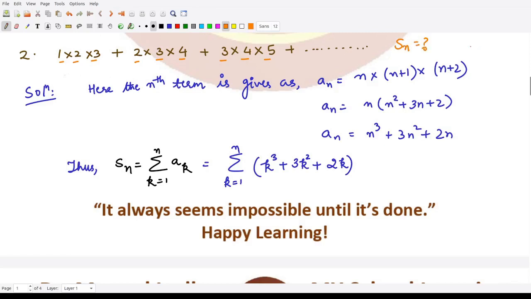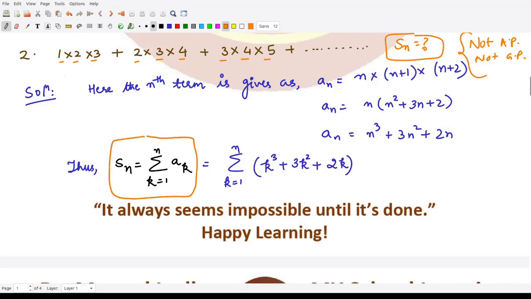Now notice that this is not an AP, and this is not a GP, because the common difference and common ratio could not be found in this particular case. So in order to calculate Sn, we know that it is the summation of the nth term. When you add up all the terms like this, you get the value of Sn, the sum up to the first n terms. So for that we require the nth term.